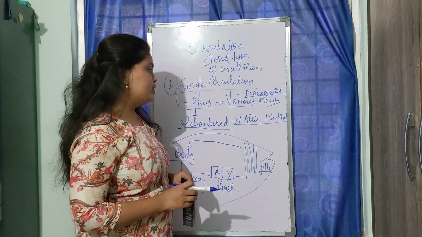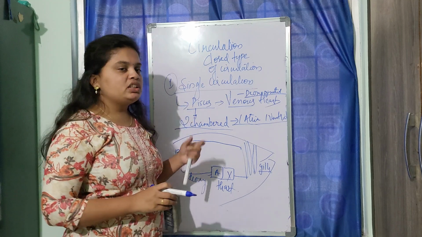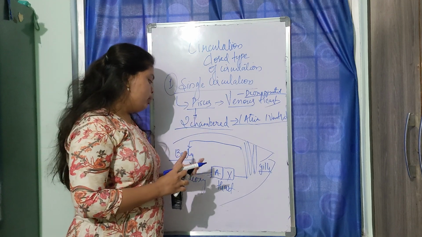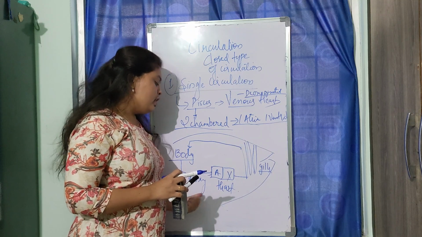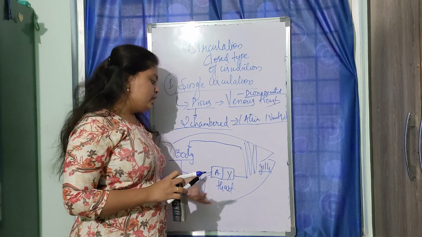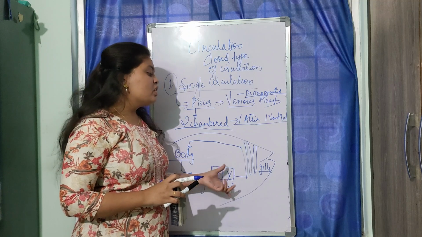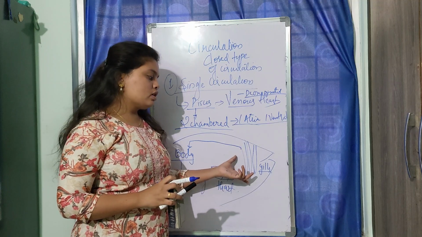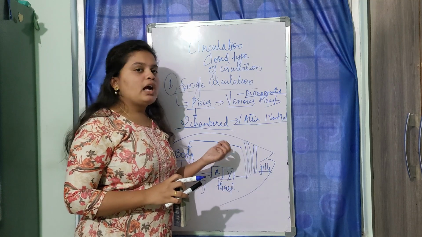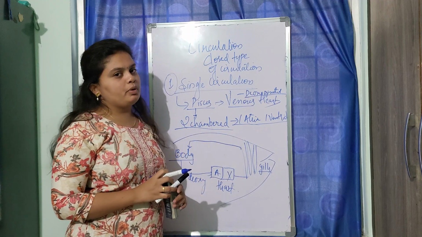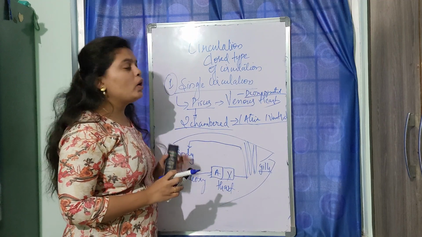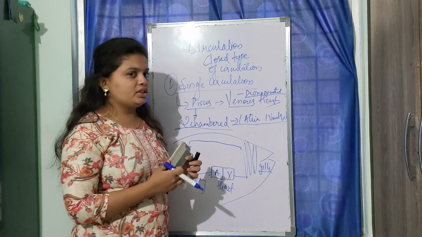This is what happens in a single circulation in fishes, where the body utilizes the blood and it becomes deoxygenated, and this deoxygenated blood is sent to this venous heart, and this heart sends this deoxygenated blood to the gills, and the gills oxygenate the blood and they send it to all parts of the body. So this is what happens in single circulation.